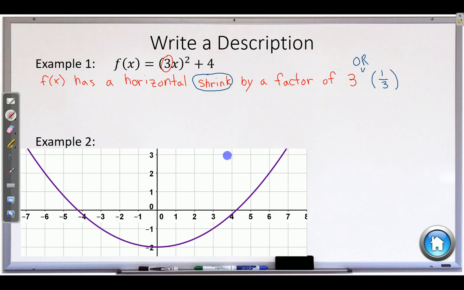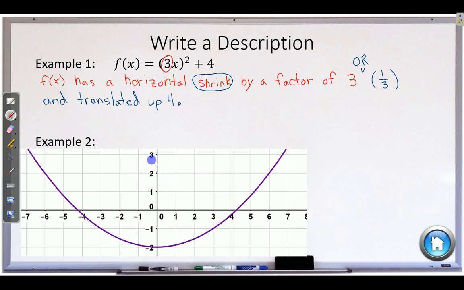Don't want to forget the other transformation here. We were also translated up 4, so we should also put in and translated up 4. All right, so we described that equation. Let's see if we can now describe a graph down here.